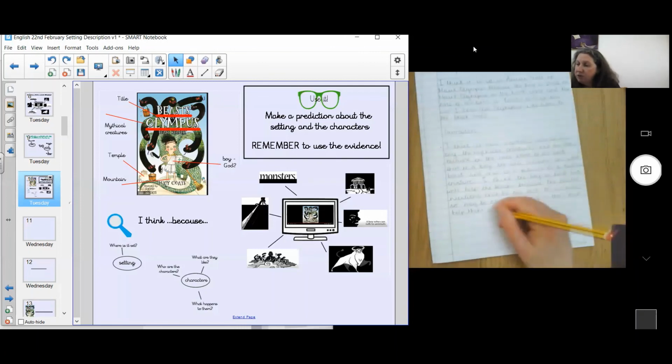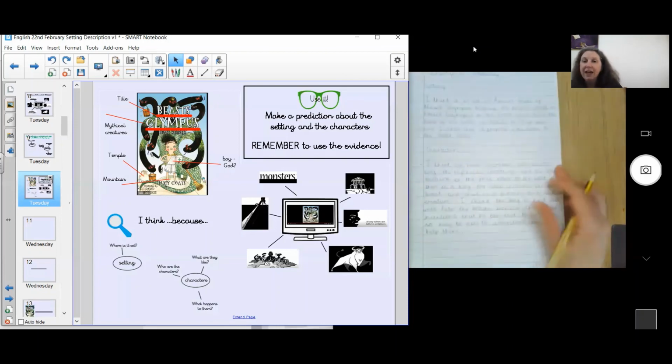Okay, once you have done that, you have completed our work for today. So please send that in for us to have a look at. We can't wait to read your predictions about the characters, to read your predictions about the setting, and how you've come to those conclusions using some of the evidence from the learning that we have previously done about the ancient Greeks.